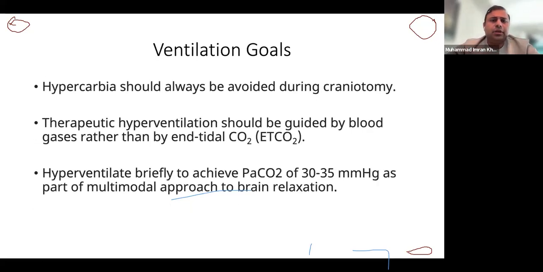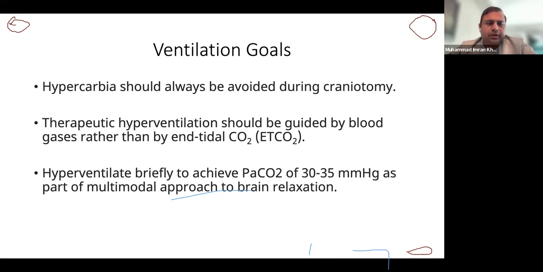After the hemodynamic goals, the next step is your ventilation goals. Hypercarbia should always be avoided during any craniotomy, because elevation in the PaCO2 results in increased CBF and may increase your ICP. Unless hyperventilation is required, we maintain PaCO2 between 35 to 38.